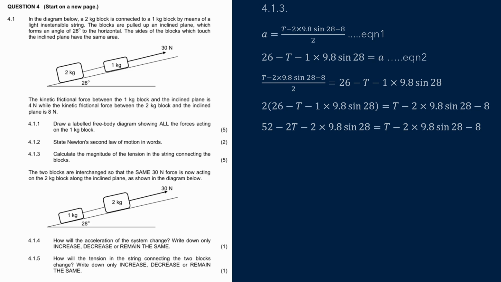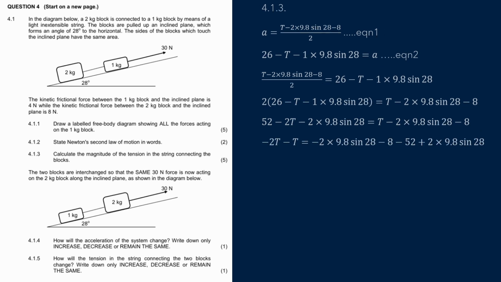And making T the subject of the formula, I get negative 2T minus T is equal to negative 2 times 9,8 sine of 28 minus 8 minus 52 plus 2 times 9,8 sine of 28. And looking at that equation, I noticed that negative 2 times 9,8 sine of 28 plus positive 2 times 9,8 sine of 28 will cancel each other out, making 0. And on the right hand side, I will only be left with negative 8 minus 52.